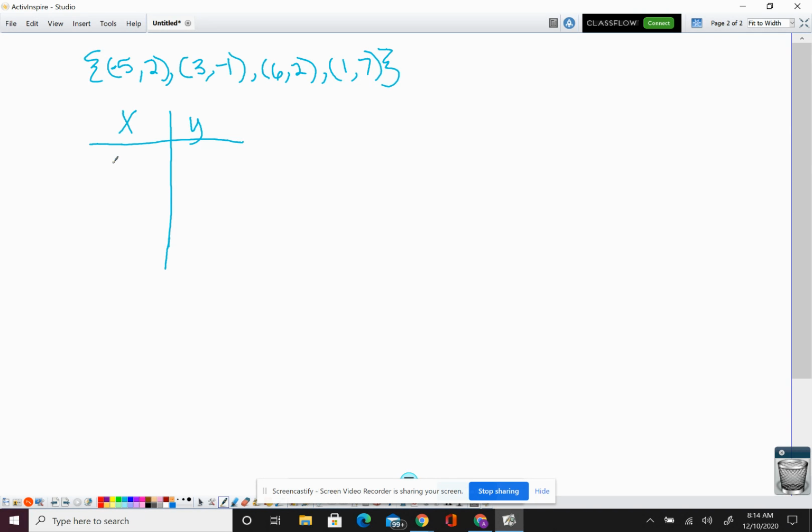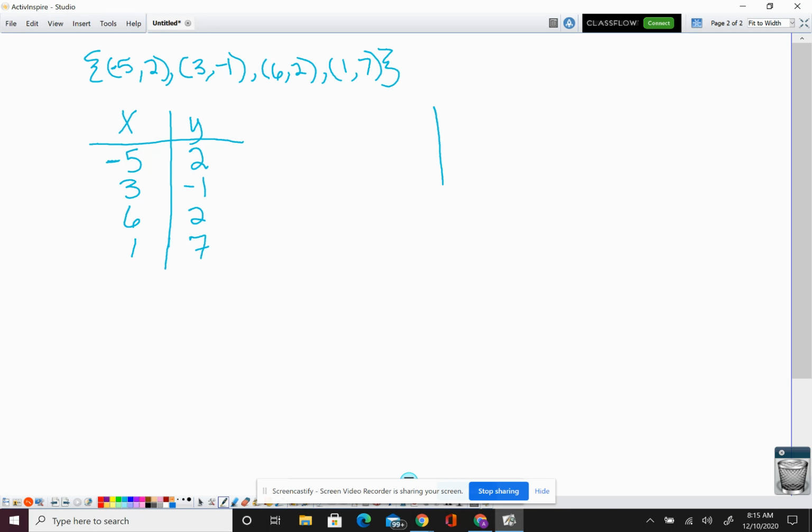Our first x is -5. What's our y that goes with -5? 2. Second x is 3. The y that goes with that is -1. The third x is 6. The y is 2. And the last one is 1 and 7.